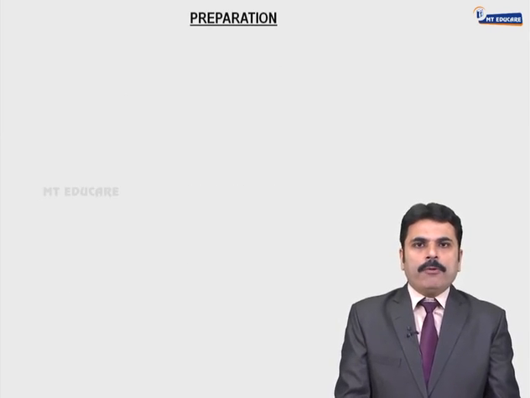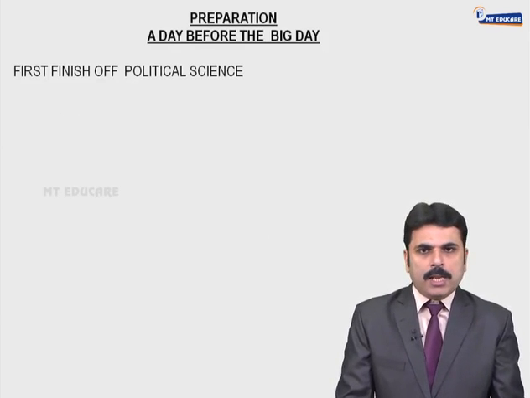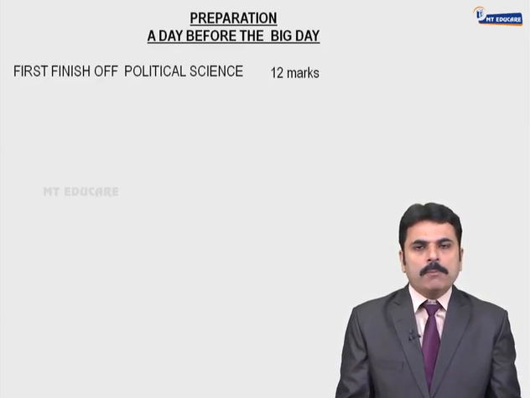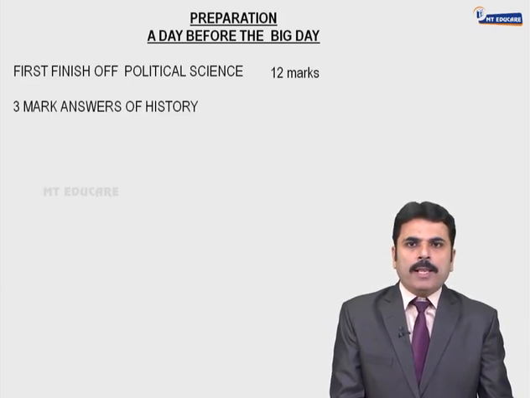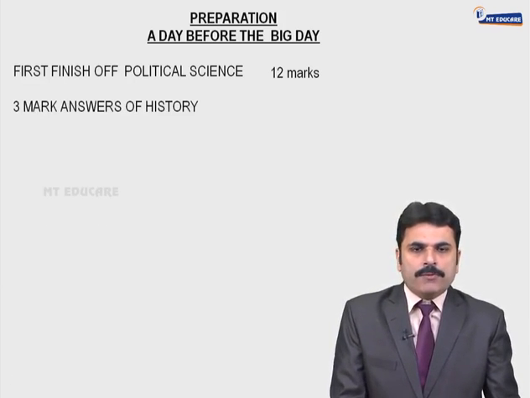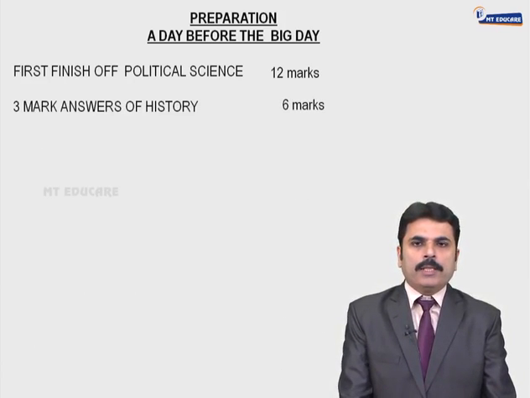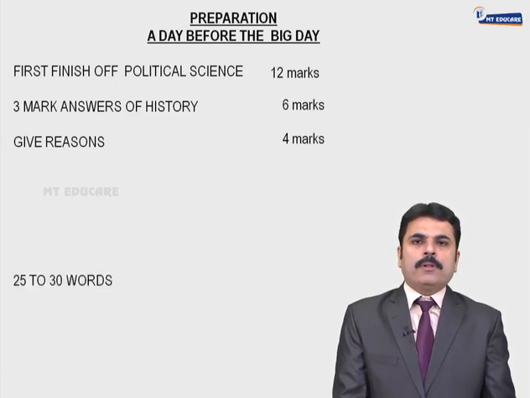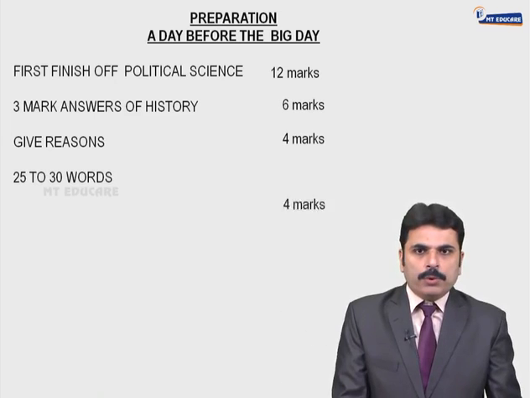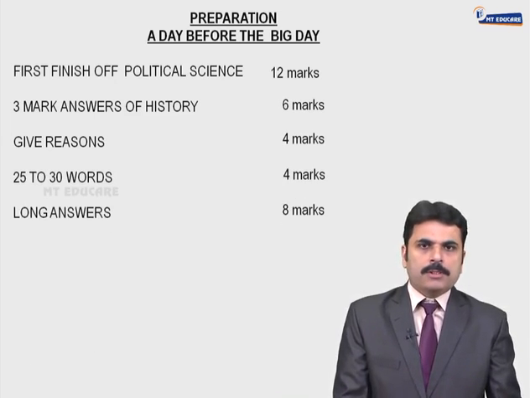How to prepare for the big day? First, finish off political science so that you'll be prepared for 12 marks. So finish off all the chapters of political science. Then you can move on to 3-mark answers of history. Finish off all the 3-mark answers of history. Then give reasons of all the chapters of history, followed by 25 to 30 words. And finally, you will take the long answers.